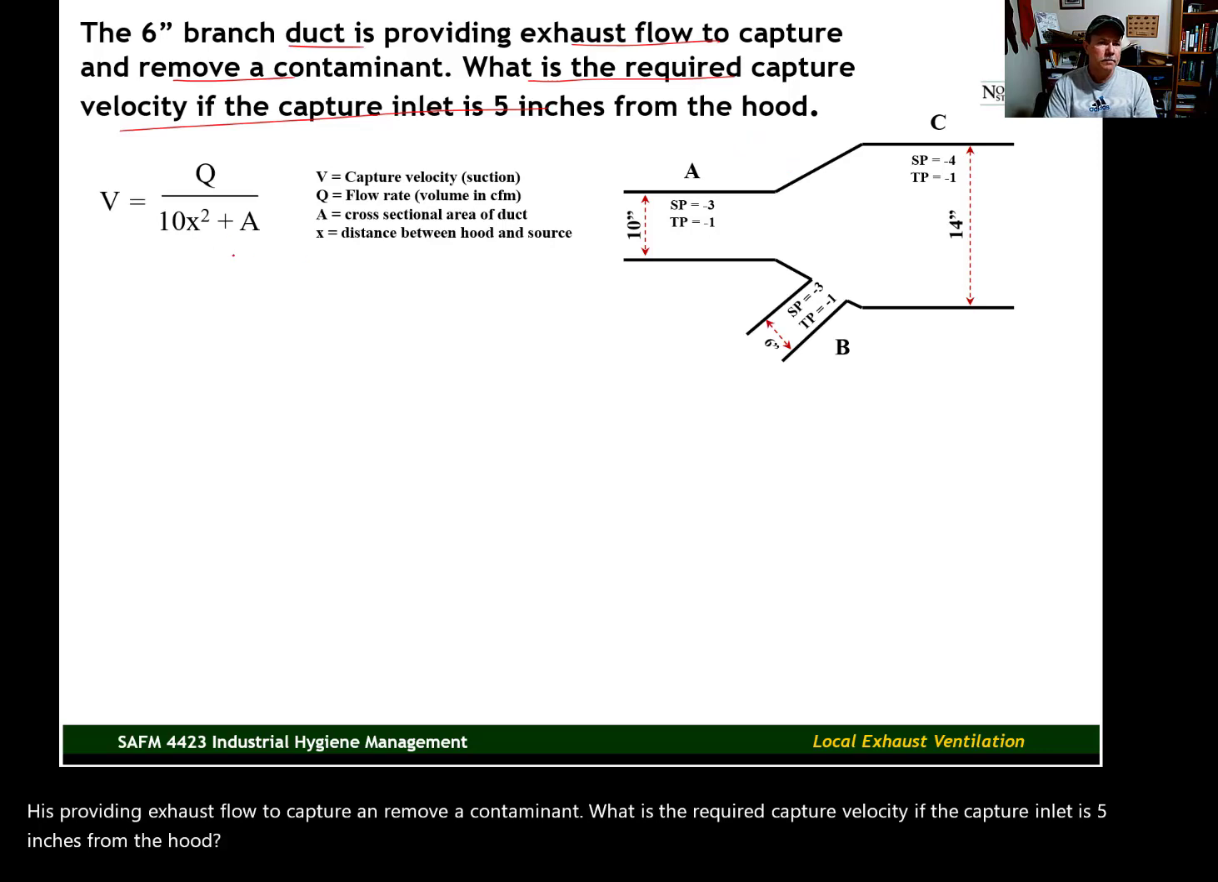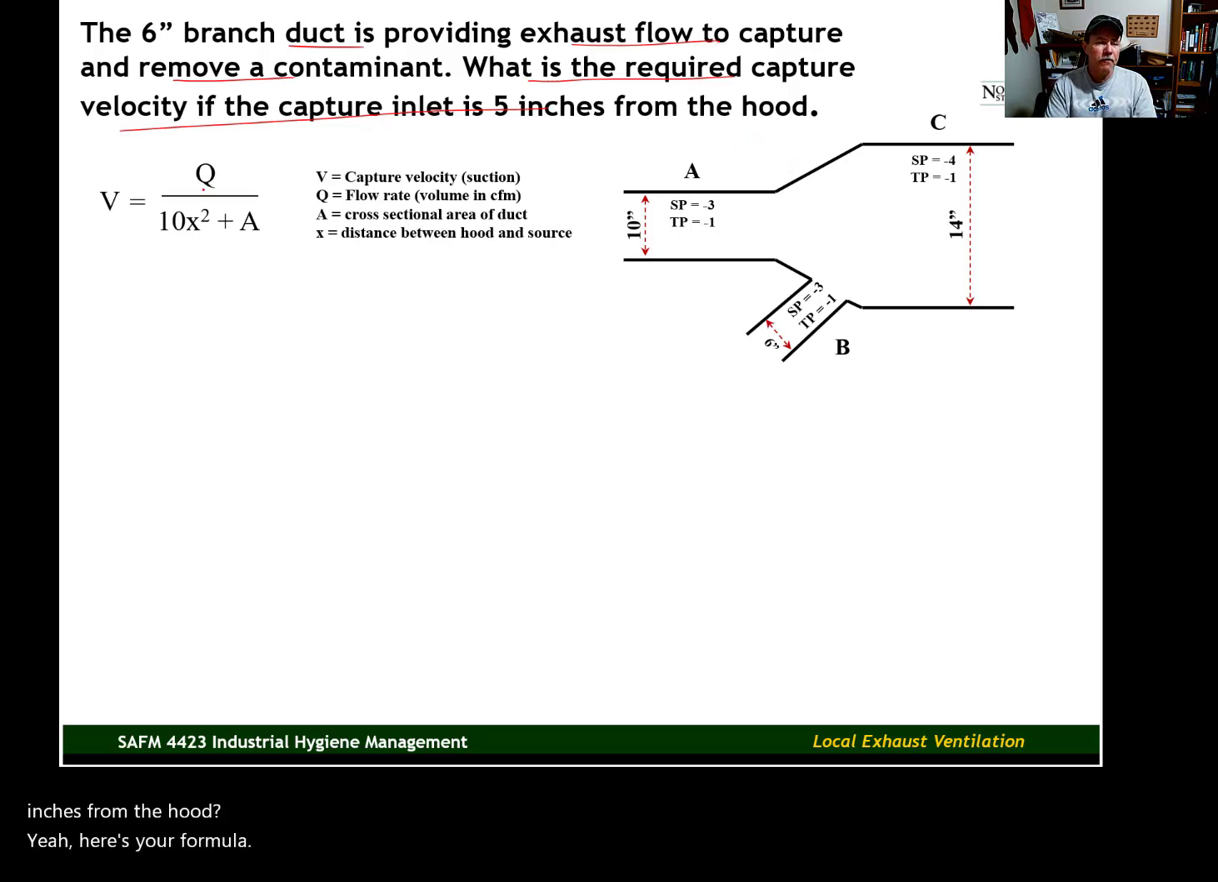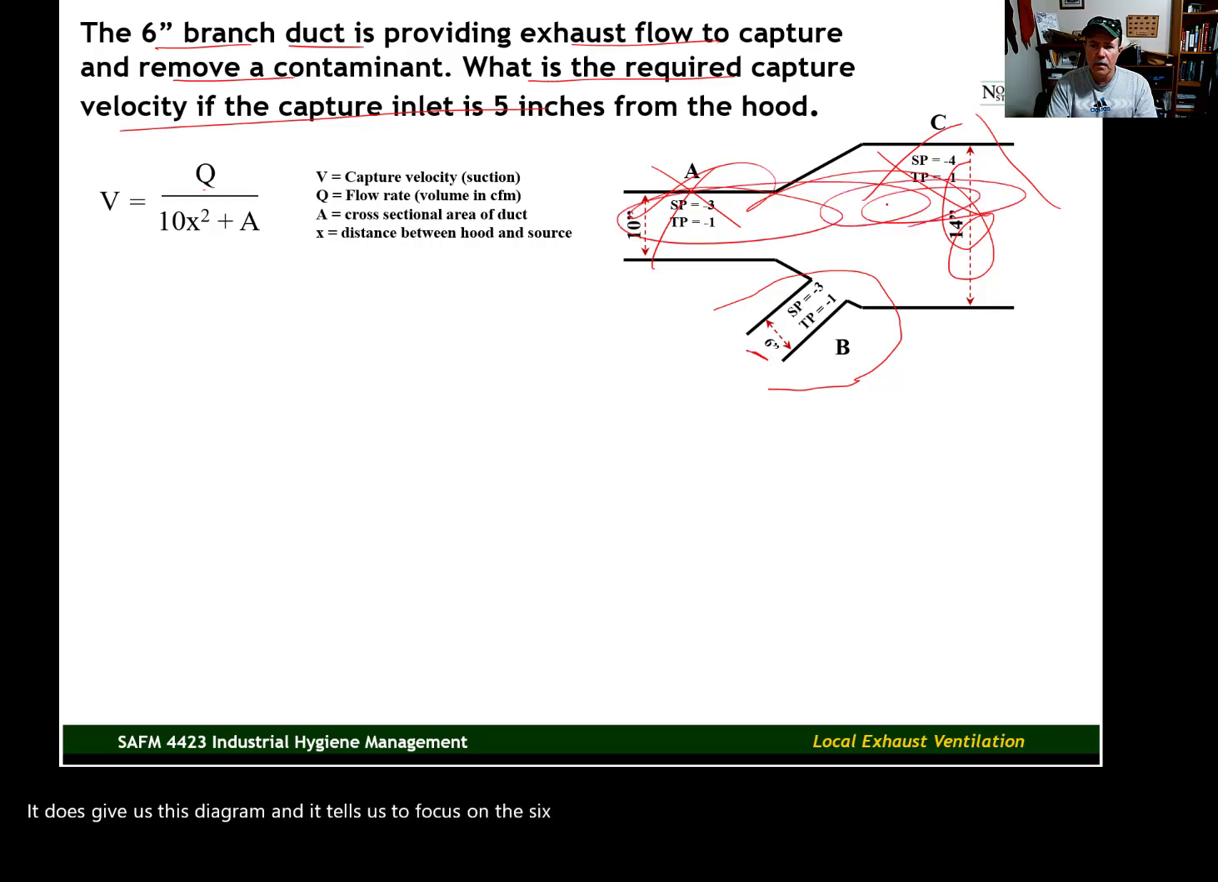Okay, here's our formula. We need flow rate, but it's not giving us flow rate. It does give us this diagram, and it tells us to focus on the 6-inch branch. So there's what we're working on, the 6-inch section right here. Go ahead and mark the rest of this out. We don't need that. We're only on this 6-inch branch duct.